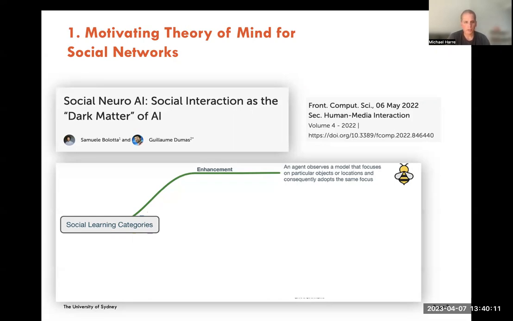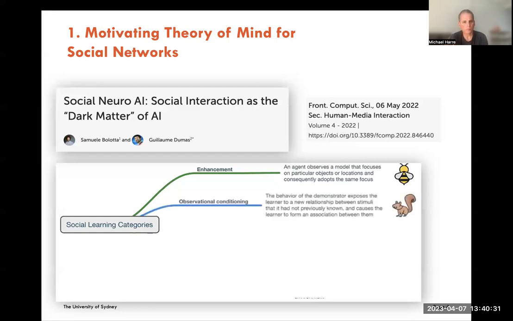And so with that in mind, we have a number of different ways in which we can learn. So social learning categories include things like enhancement, where an agent observes a model that focuses on particular objects or locations and consequently adopts the same focus. So a human looks at an object and another human follows that object. Observational conditioning, where there is a demonstration that exposes the learner to a new relationship between two stimuli that hadn't been previously recognized by the learner. And that causes the learner to form an association between the two objects.